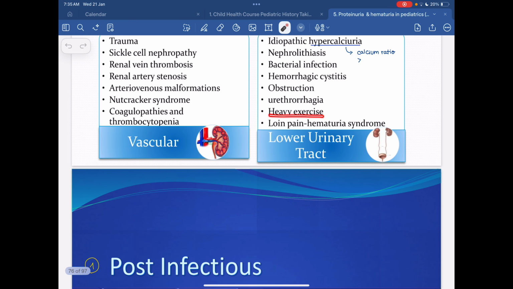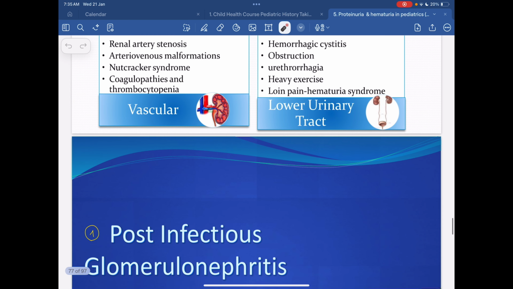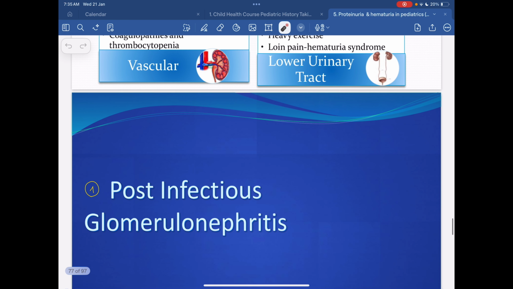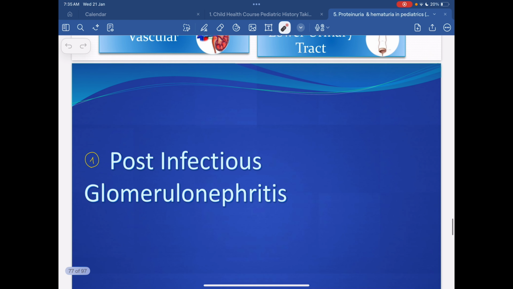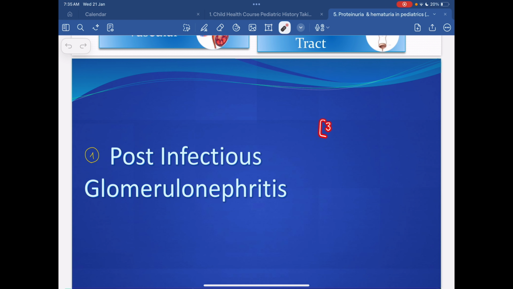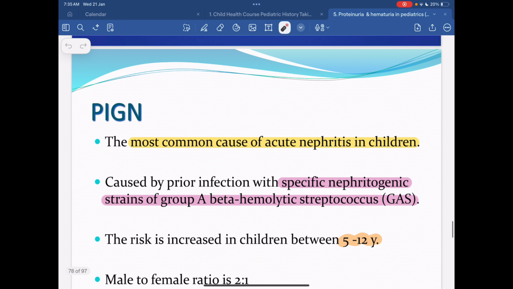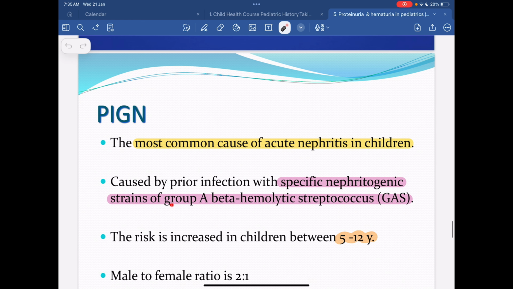ممكن heavy exercise, loin pain, hematuria syndrome. طيب الحين نتكلم specific عن glomerular causes. نتكلم عن 3. أولهم هو ال post-infectious glomerular nephritis. Post-infectious from what? From البيتا hemolytic streptococcus. Group A beta hemolytic streptococcus.